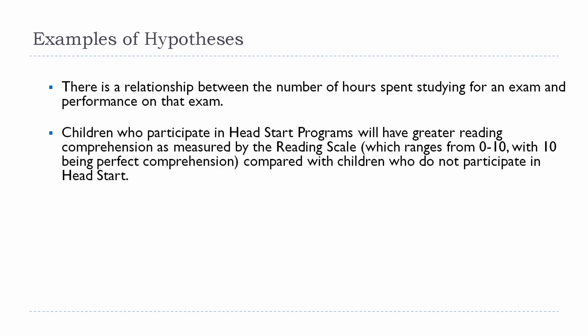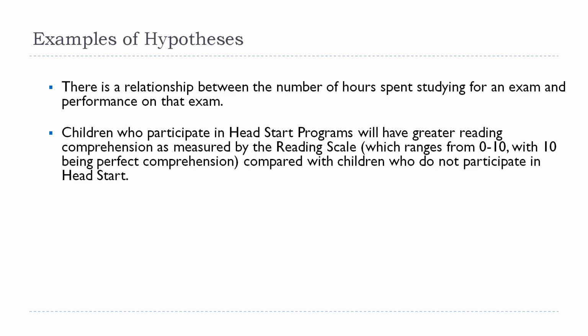Here's another one. This one's a little tricky, so we'll go step by step. I won't give you time to contemplate. So children who participate in Head Start programs will have greater reading comprehension as measured by the reading scale, which ranges from 0 to 10, with 10 being perfect comprehension, compared with children who do not participate in Head Start. Now, this is an interesting one, right? Because this is a really good hypothesis. It provides the variable in addition to the concept. So reading scale is operationalized. Ooh, going all the way back to the beginning.